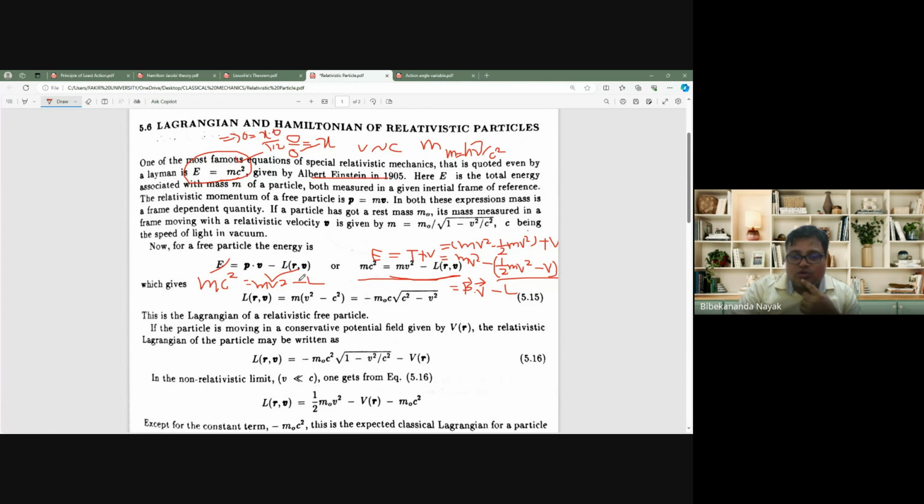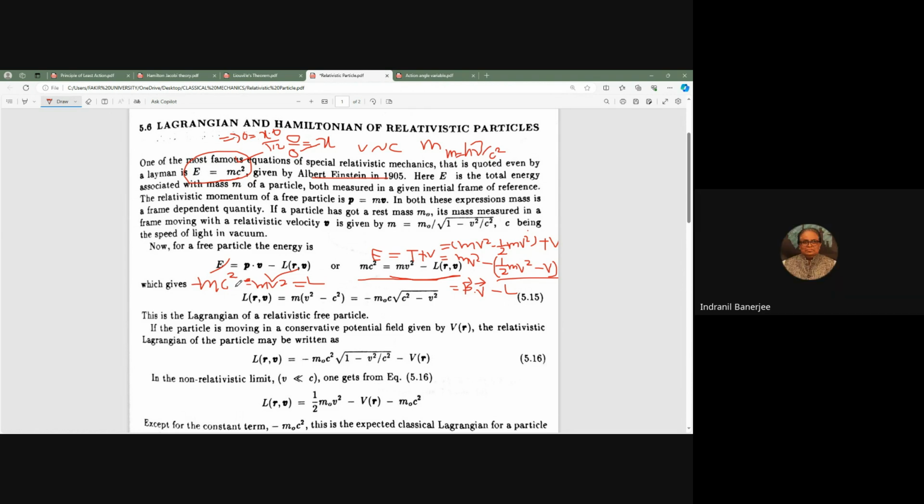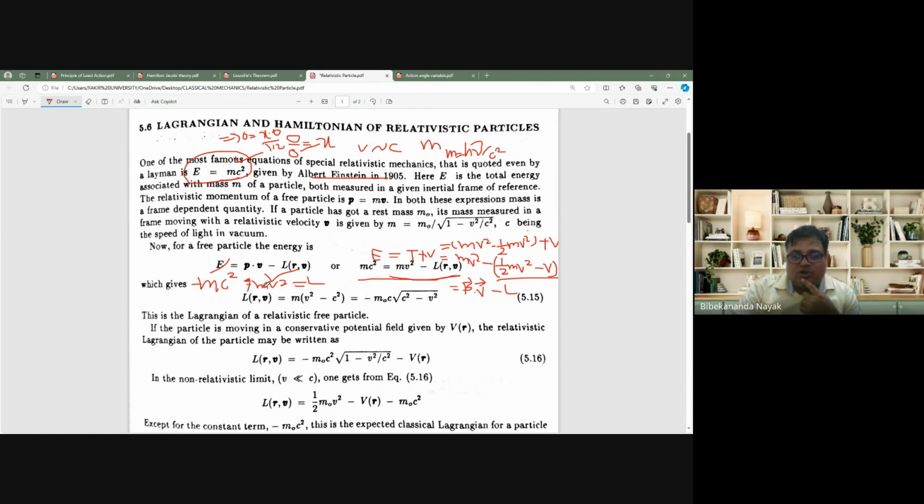L is equal to minus mc square plus mv square. From this equation, you can take L this side, so mv square minus mc square. Okay. So L is equal to m common, taking common v square minus c square. Clear?